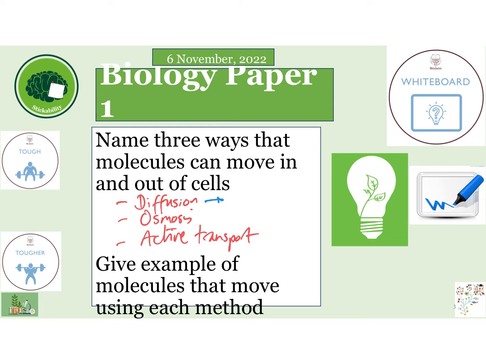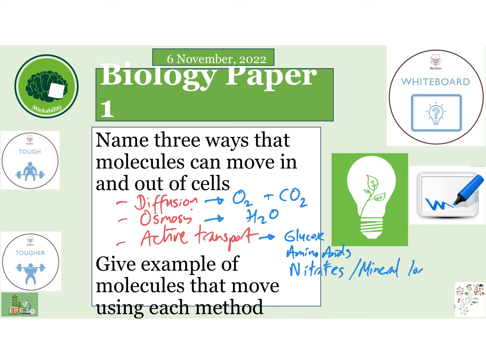So diffusion, we tend to mainly talk about gases. So oxygen and carbon dioxide would be the 2 main ones they'll focus on in terms of diffusion. Osmosis is only ever the movement of water. Water only moves by osmosis, and osmosis is only the movement of water. Active transport then, the main example is going to be glucose. They might talk about amino acids, although it's highly unlikely. And the most common example that comes up of what uses active transport is the movement of nitrates or mineral ions in plants.